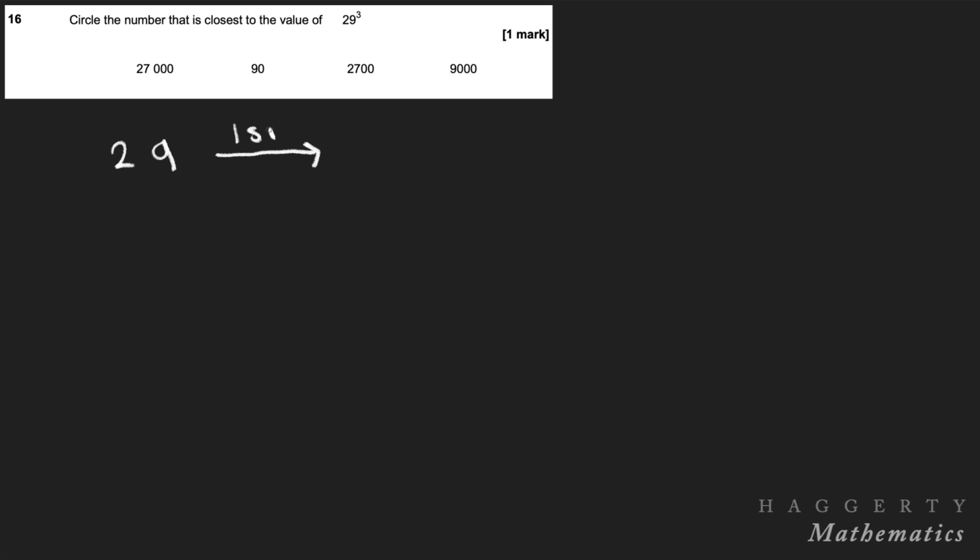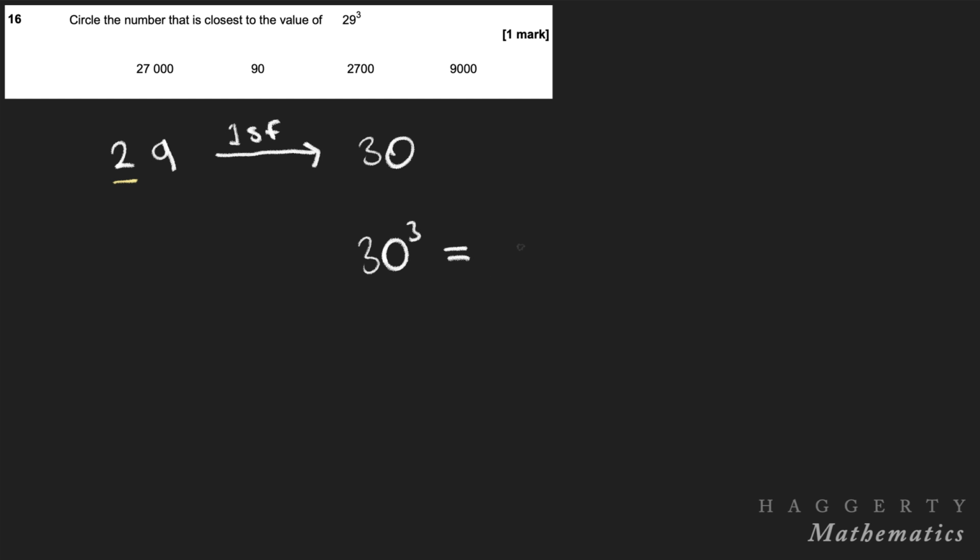1 SF, one significant figure. Here, the first significant figure is the 2, and that's in the tens column. So to one significant figure just means rounding this to the nearest 10. And because 9 follows the 2, you're going to round up to 30 here. So you just want to round the 29 to 30, and then we want to do 30 cubed as opposed to 29 cubed. So 30 cubed.